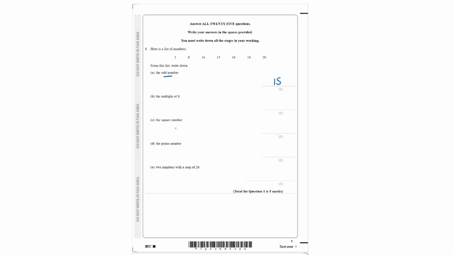Moving on, a multiple of 6. So we have 6, we have 12, we have 18, which is right here. Moving on, a square number. So a square number is a number multiplied by itself. And here we have 16 because 4 times 4 is equal to 16.